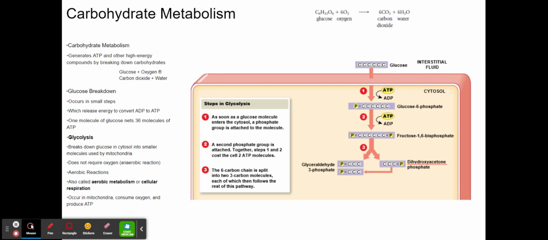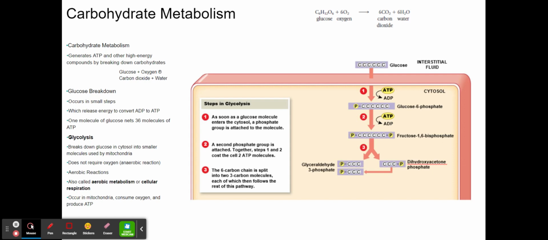The breakdown takes place in a series of small steps. Several of these steps release sufficient energy to convert ADP to ATP. The most complete metabolism of one molecule of glucose provides a typical body cell with a net gain of 36 ATP molecules. Most ATP production takes place inside the mitochondria, but the first steps take place inside the cytosol.